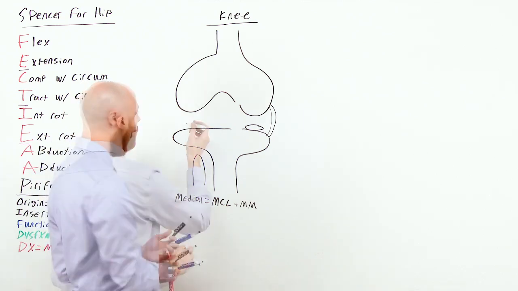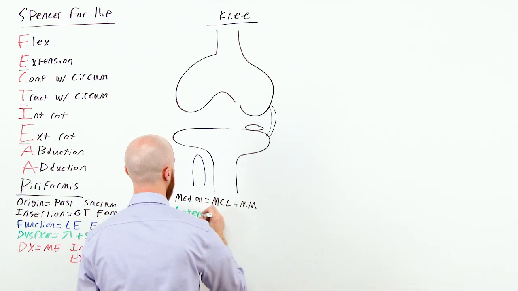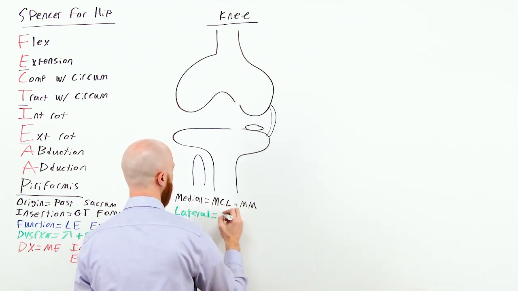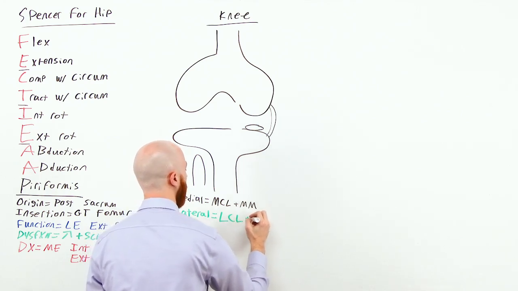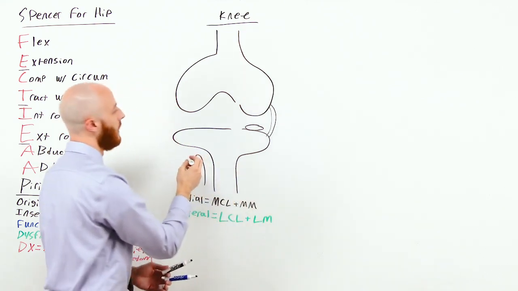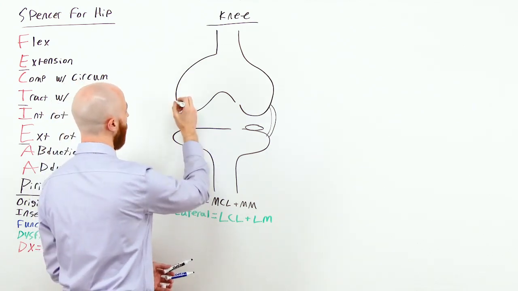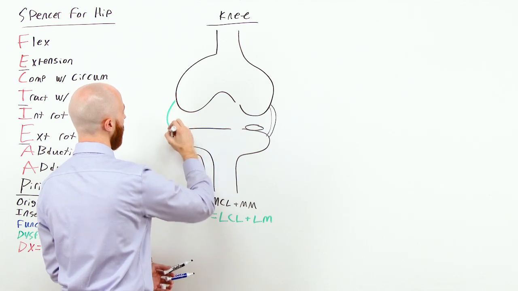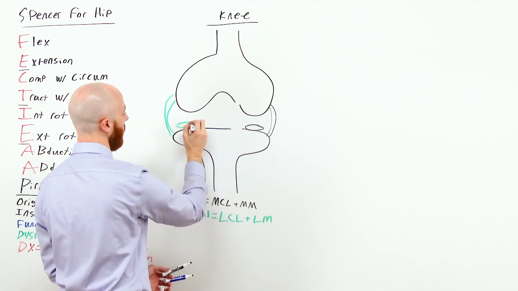So next, the lateral side of the knee, we're going to see the lateral collateral ligament and the lateral meniscus. So it's just going to be on the opposite side. So you have the lateral collateral ligament and the lateral meniscus.